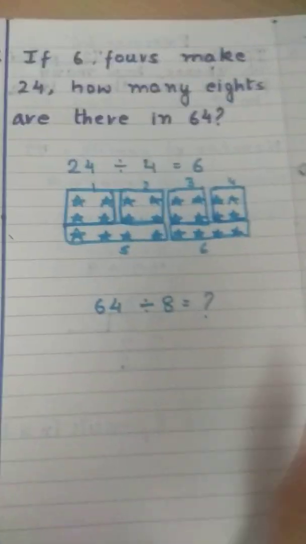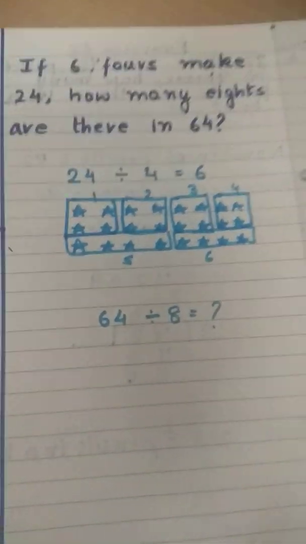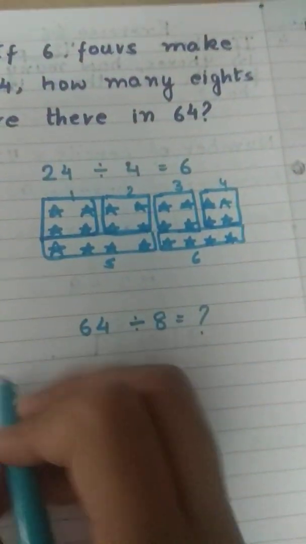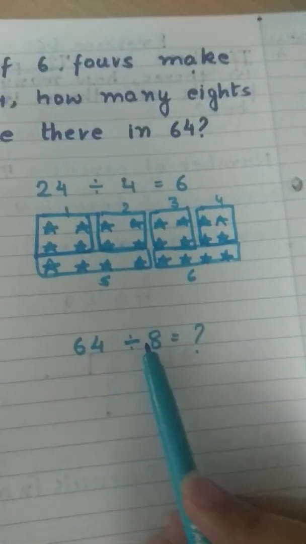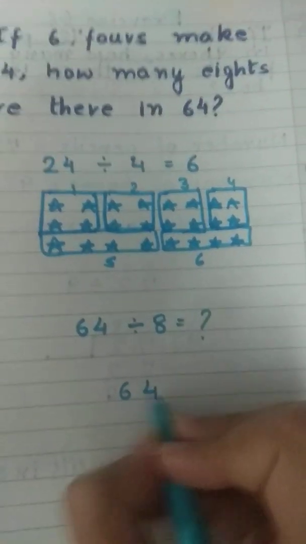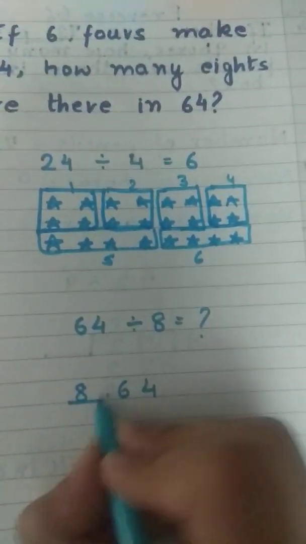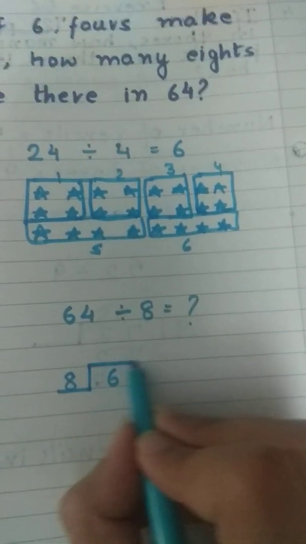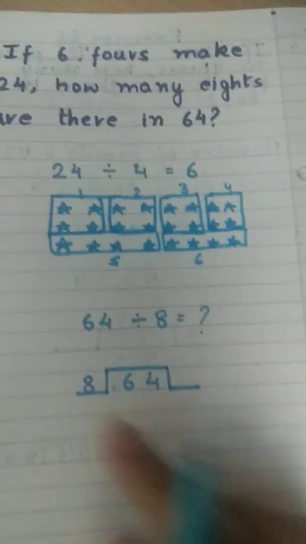Now I am not going to draw 64 items, right? So what I will do, I will solve it with a statement sum. First I will write groups of 8. Then how many groups will be formed? So we will just divide and see here. 64 inside, 8 outside. Now say the table of 8.